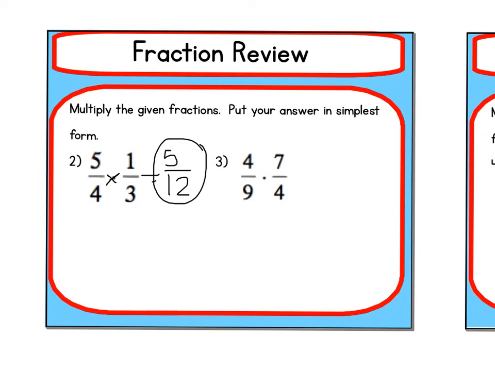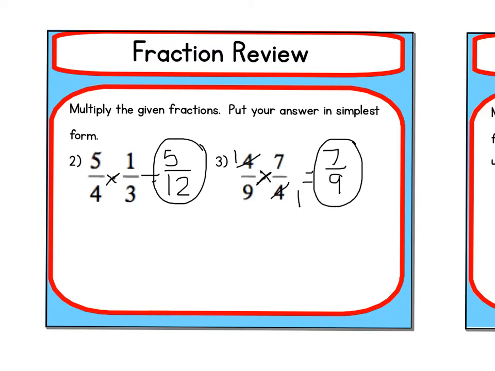When I move on to question 3, you'll notice that across the 7 and the 9, there's nothing I can reduce. But with the 4 and the 4, I ask myself, what goes into both 4 and 4? And that's 4. So 4 goes into 4 once. I'm going to reduce that. And now I can multiply top times top. Now it's 1 times 7 to give me 7, and 9 times 1 to give me 9. Now my solution is in simplest form.